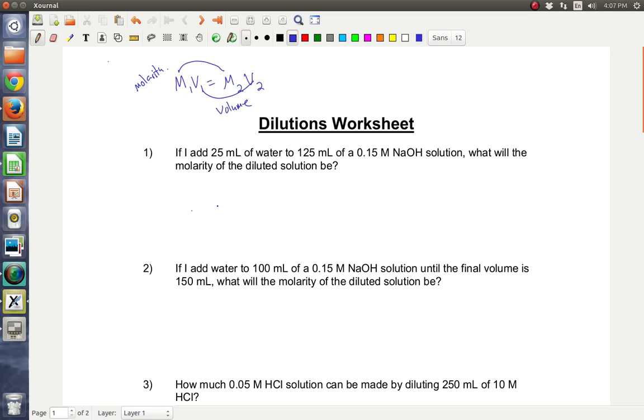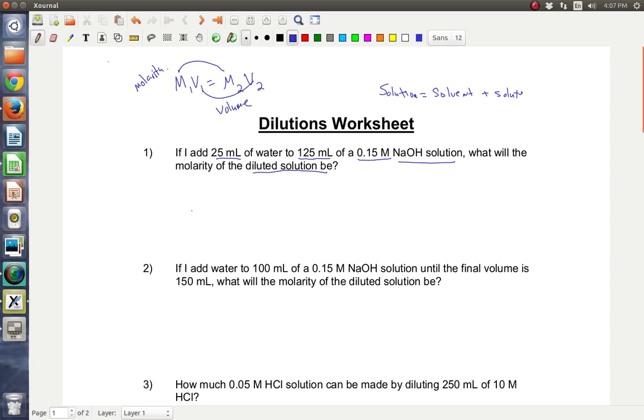So I'm just going to do this first one with you, and then you can do the rest, okay? It says if I add 25 milliliters of water to 125 milliliters of a 0.15 molar sodium hydroxide solution, what will the molarity of the diluted solution be? One thing you also need to remember is that the solution is equal to the solvent plus the solute.